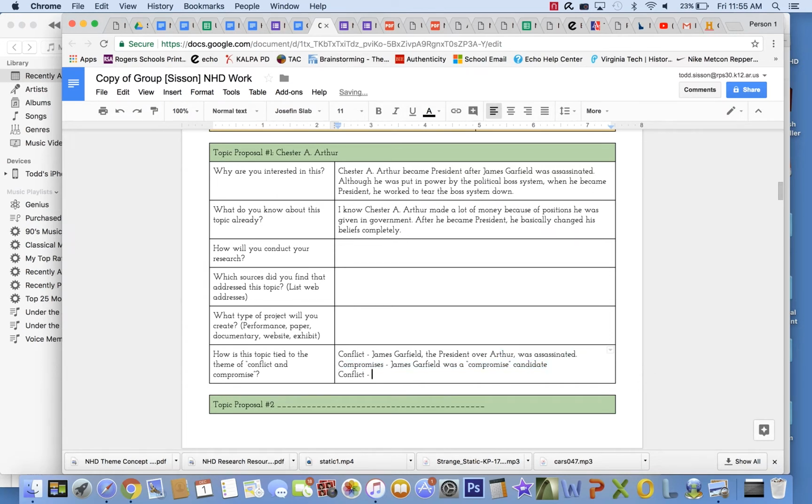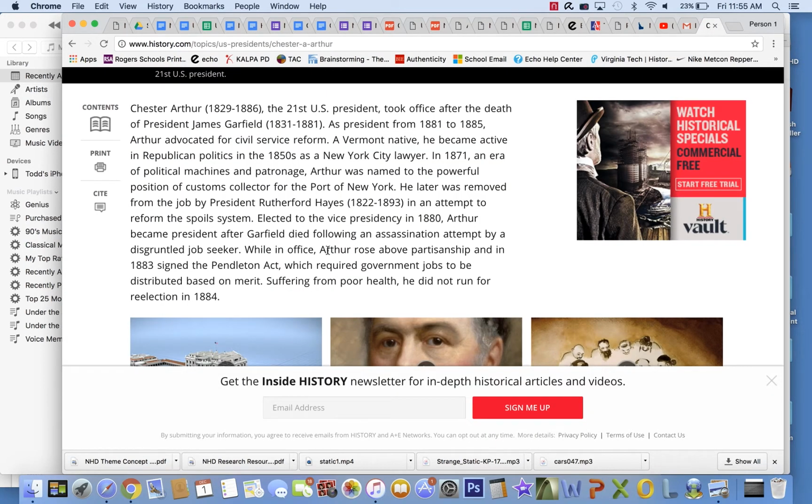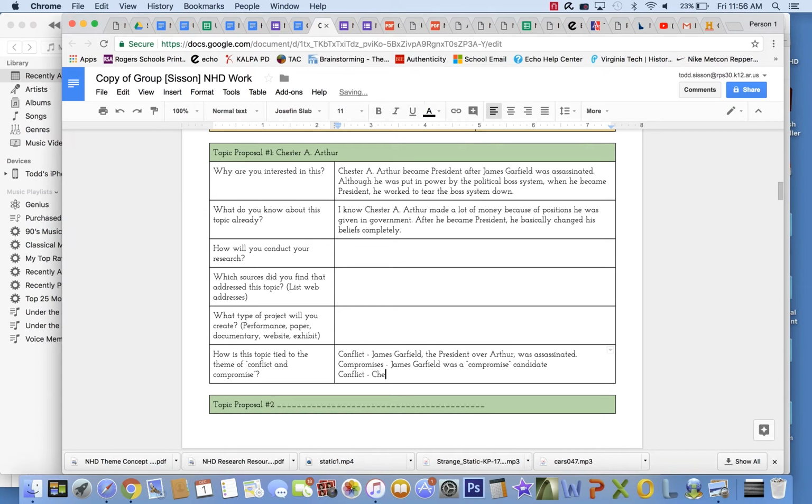Conflict: I think that there's something there about rising above partisanship. That means anytime you're partisan, it's like, all right, I'm a Republican, I do what the Republicans want. Or I'm a Democrat, I do what the Democrats want. What it's saying here is Arthur rose above partisanship and in 1883 signed the Pendleton Act, which required government jobs to be distributed on merit. So he went against his party. He went against the Republican Party. And so I'm going to go back. I've got way too many tabs. Chester A. Arthur, gosh, I can't type that name.